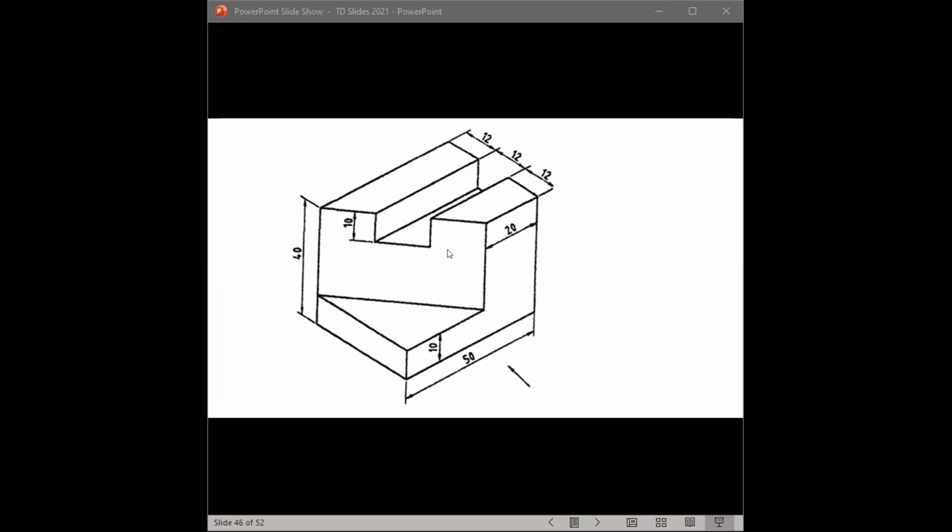But in orthographic projections, as I mentioned during our class, there are two main types of projection that we use, the first angle and the third angle projection.